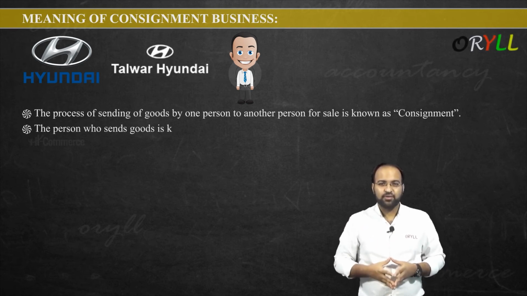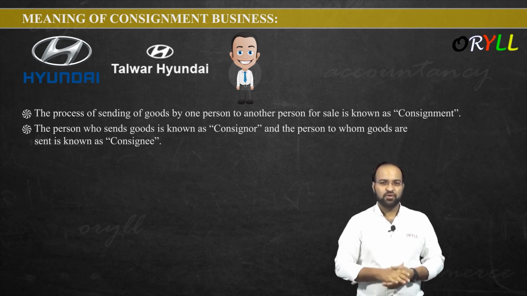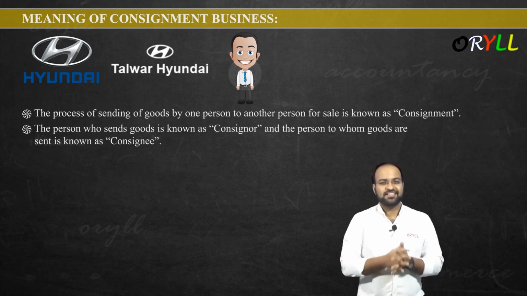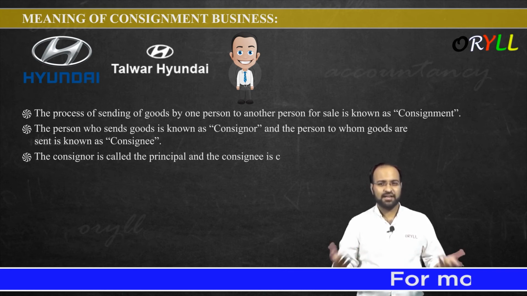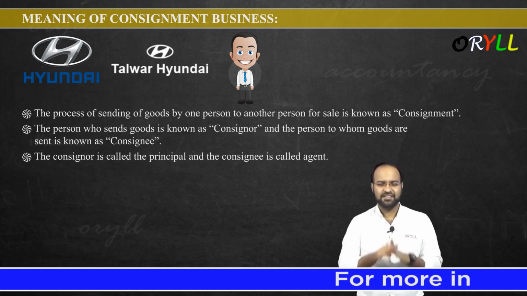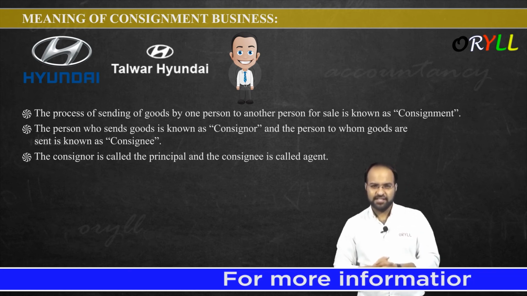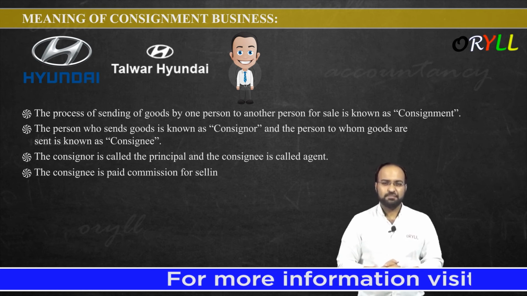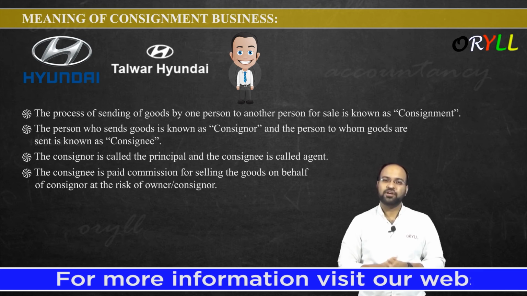Next, the person who sends the goods is known as a consigner. So here Hyundai company will be called a consigner, and the person to whom the goods are sent is known as a consignee. Tell me, in our example, these goods are sent to whom? Sir, these goods are sent to Talwar Hyundai. So Talwar Hyundai will be called a consignee. Next, the consigner is called the principal and the consignee is called agent. Already we have seen here, sir, Hyundai will be called a consigner and Talwar Hyundai will be called an agent here. Next, the consignee is paid commission for selling the goods on behalf of consigner at the risk of owner or the consigner.